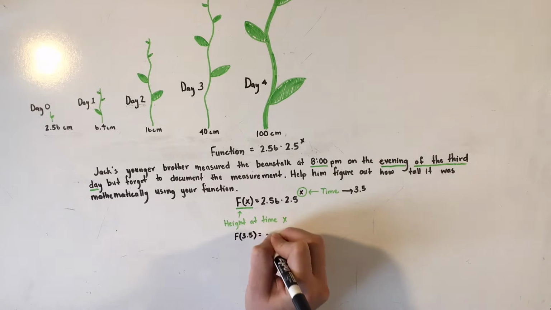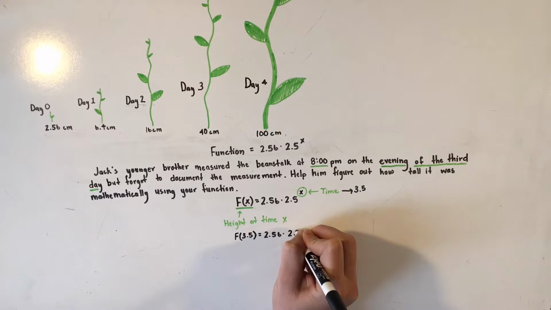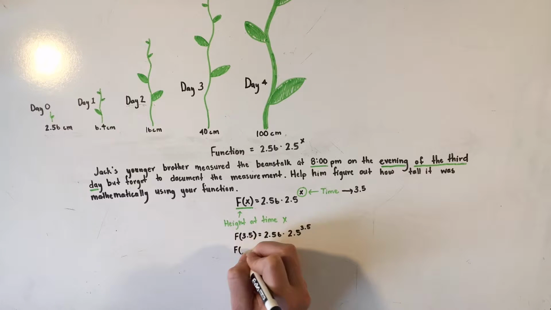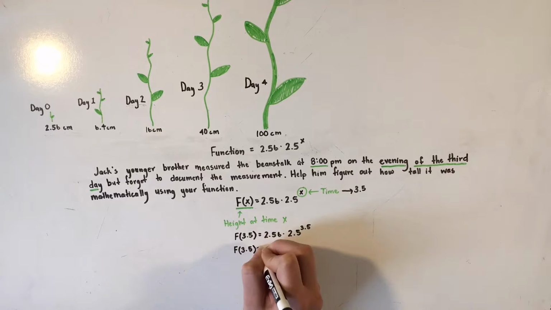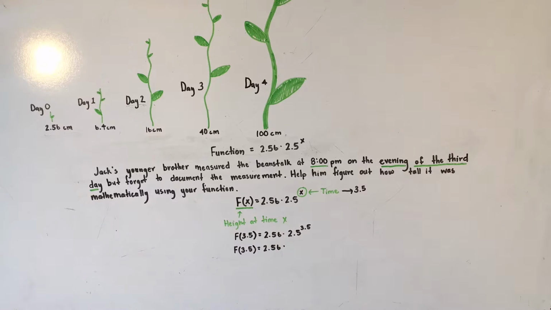Everything else you can do on a calculator. Don't forget your order of operations. You should raise 2.5 to the 3.5 power before multiplying it by 2.56. Take a moment to see if you can put this correctly into your calculator before the answer appears on the screen.